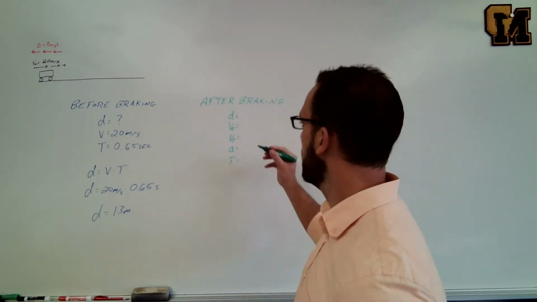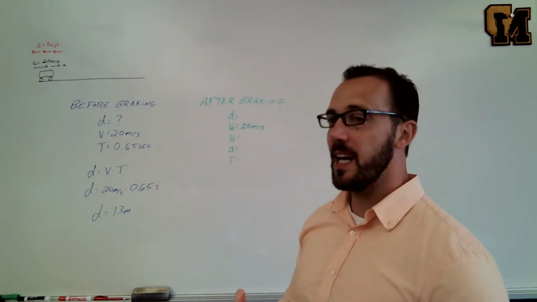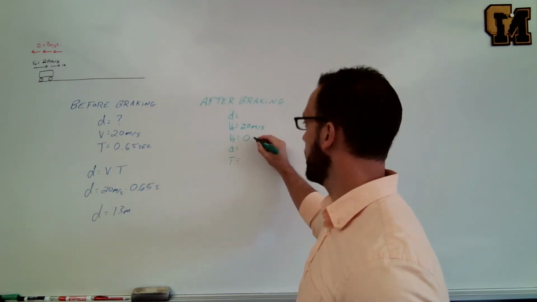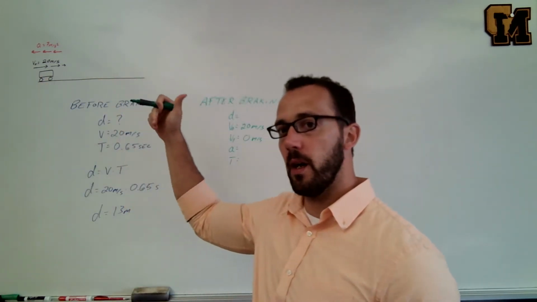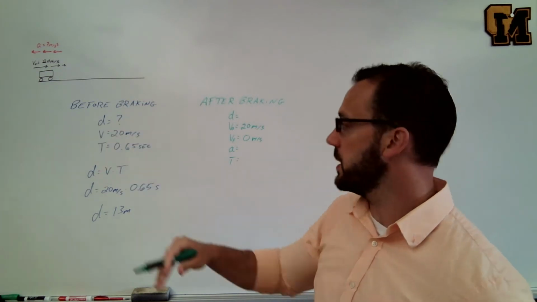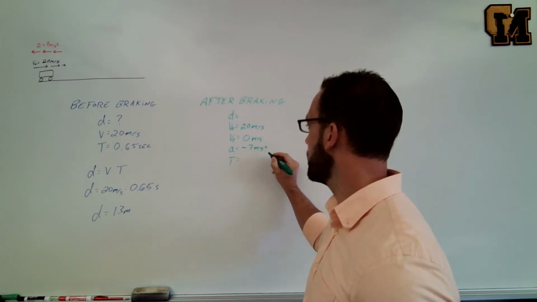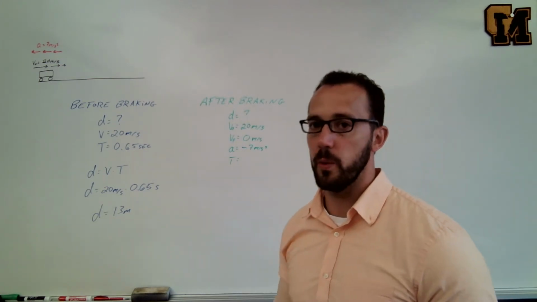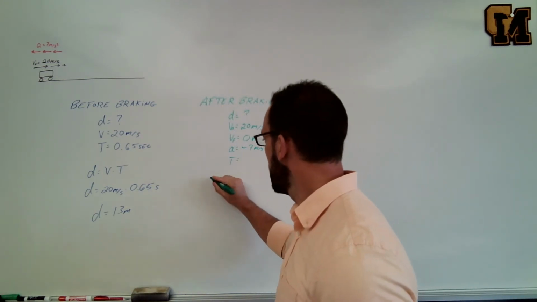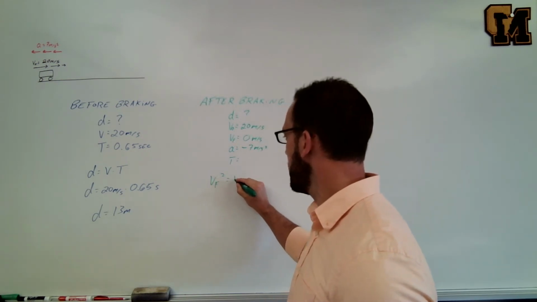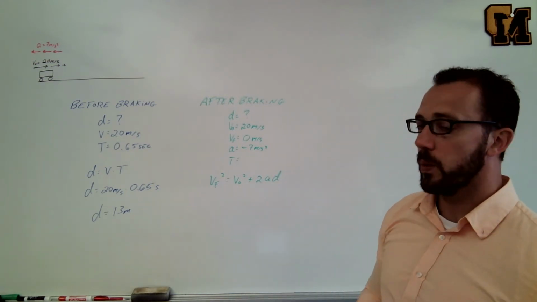Now, once we start to slow down, our initial velocity is still going to be 20. And we're going to stop the car, so we know that our final velocity is going to be 0. Our acceleration is to the left, because if we're moving right, our acceleration has to be in the opposite direction because we're slowing down. And since it's left, we know it's -7 meters per second squared. And we want to know how far we are going. That means we're going to pick the equation that does not have time in it. And that's Vf squared equals V naught squared plus 2AD. We're going to be solving for D.